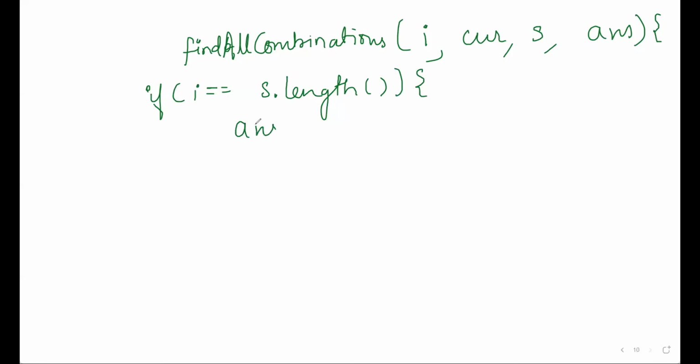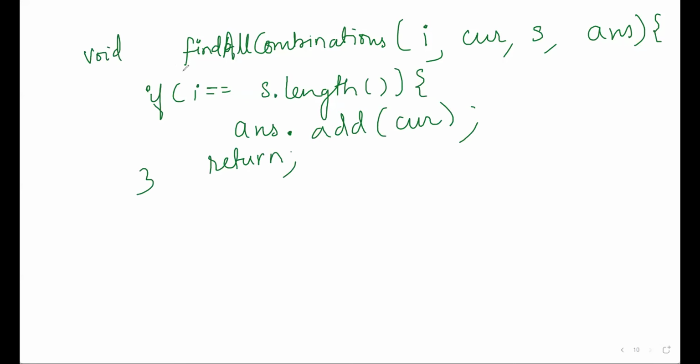Here, what will I do? I'll add whatever combination I'm having currently, and after adding, you'll return. Here you added one combination. Are we returning anything? No, we are not returning anything. So void can be the return type of the function.